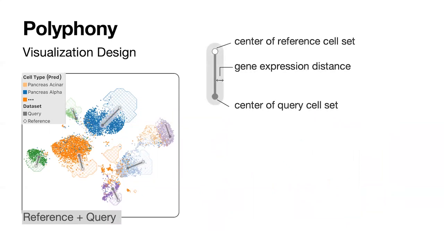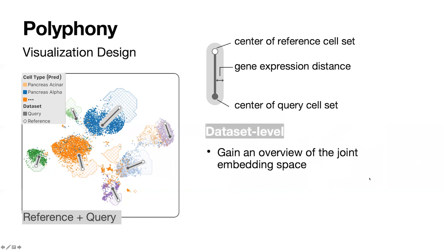To provide users with a better understanding of the integration quality, we developed a glyph to encode the distance between the reference and the query cells included in each anchor. The width of the outer gray line encodes this distance. This visualization design enables a dataset level understanding. Users can gain an overview of the joint embedding space, identify cell populations of interest, and understand how the model is mapping clusters of query cells onto corresponding cells in the reference.